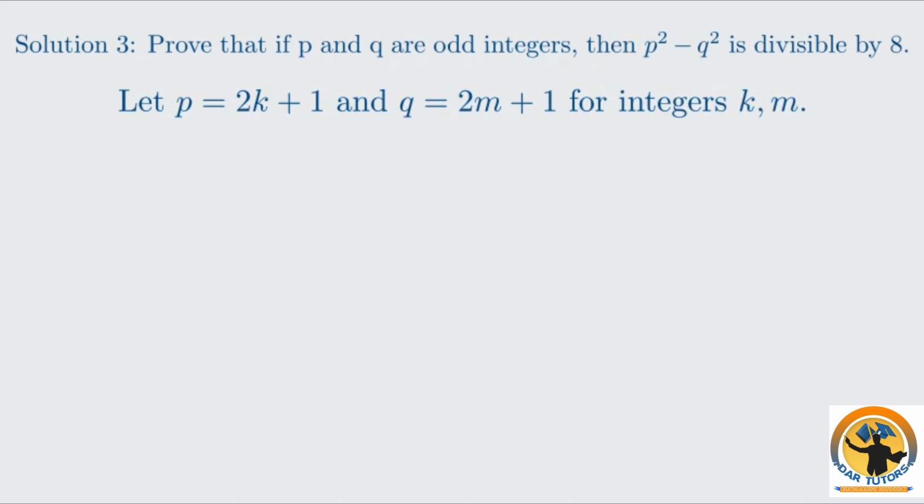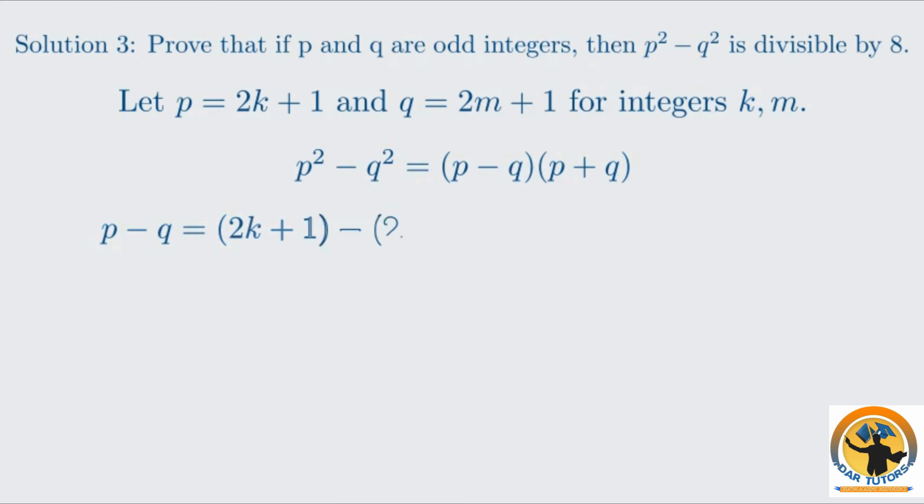Now, let's look at the expression p squared minus q squared. We can use the difference of squares factorization. p squared minus q squared equals (p minus q) times (p plus q). Let's find expressions for p minus q and p plus q. p minus q is (2k plus 1) minus (2m plus 1), which simplifies to 2k minus 2m, or 2 times (k minus m).